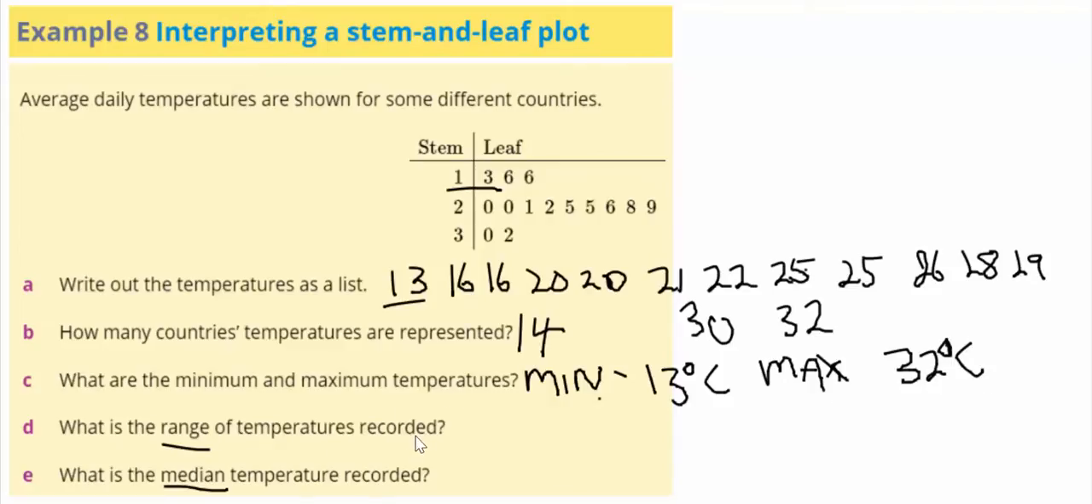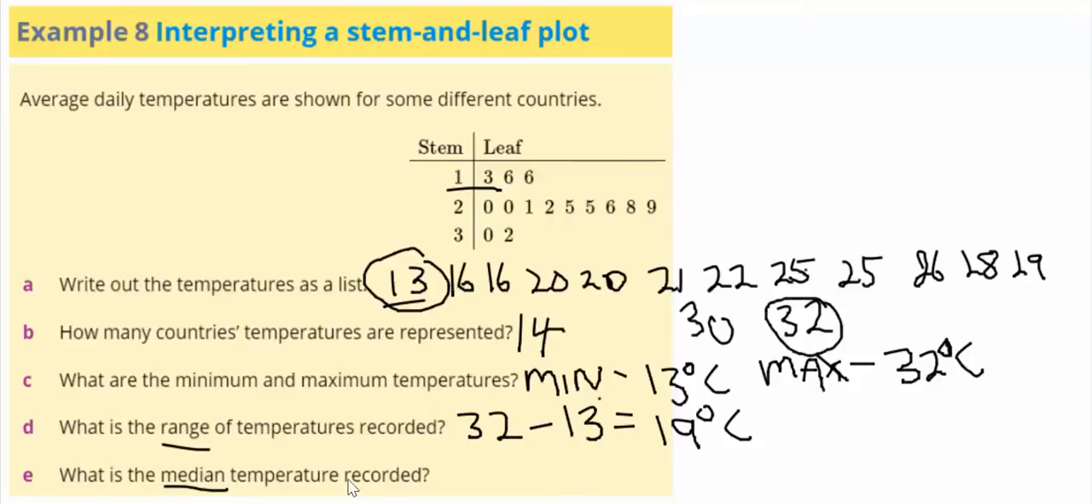What is the range of temperatures recorded? Well, we've got a minimum and maximum here. So very simply, 32 minus 13, which gives us, is that 19 degrees? Celsius is our range. 32, let's take away 12, plus 1 more is 19. Okay, so 19 degrees Celsius is our range. So our highest temperature, our highest score, then subtracting our lowest score. 32 take 13, so our highest score subtracting our lowest score.